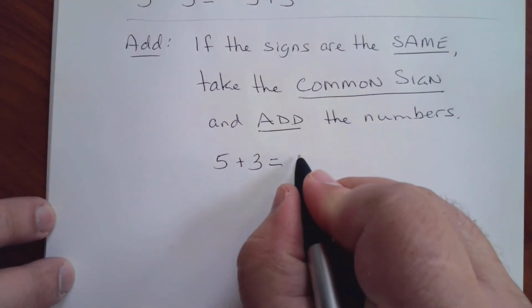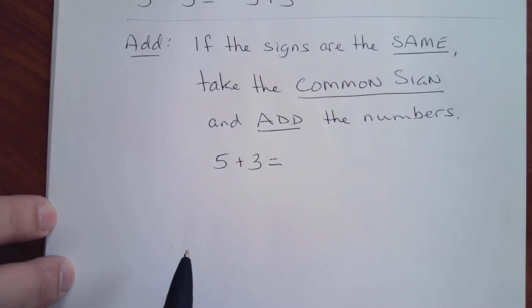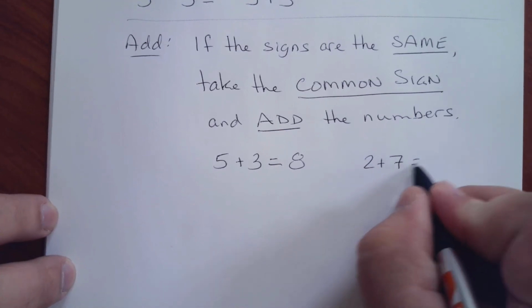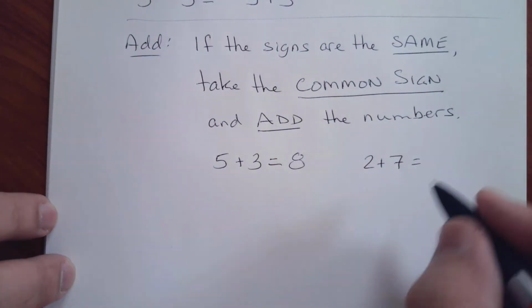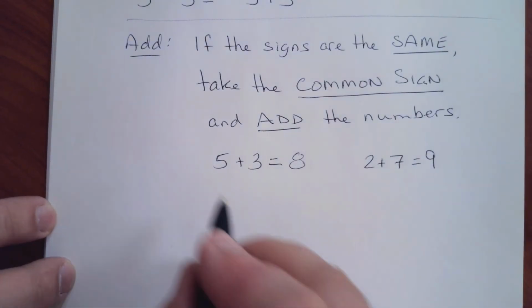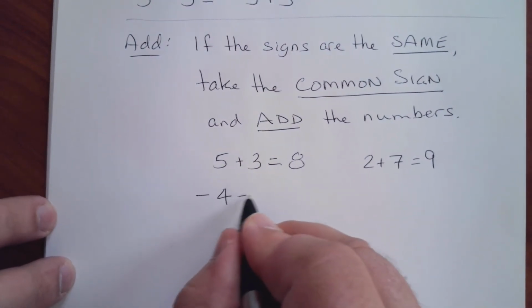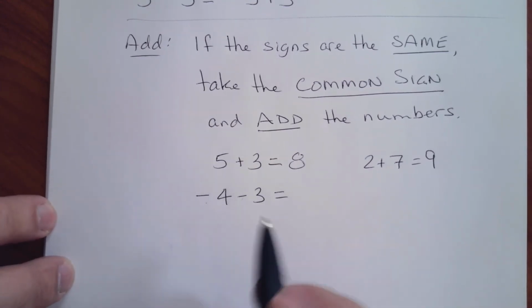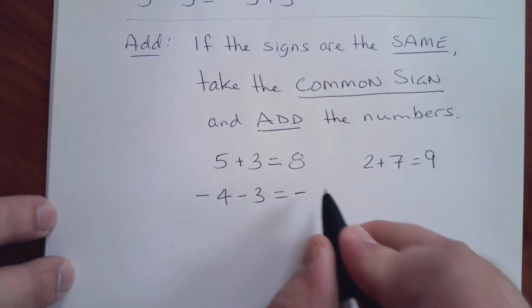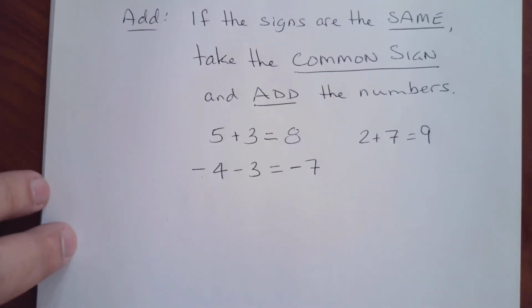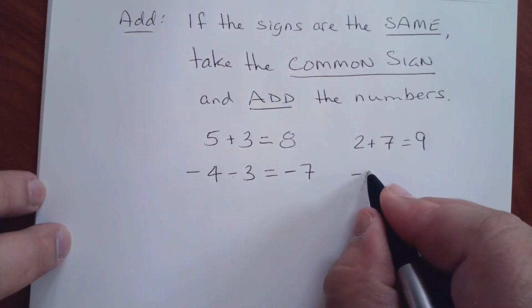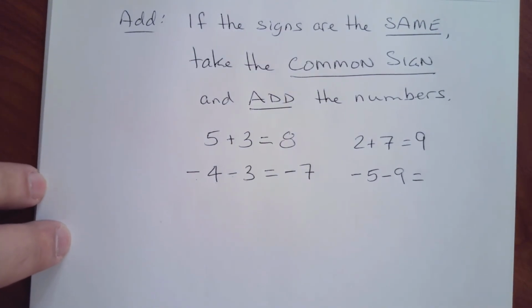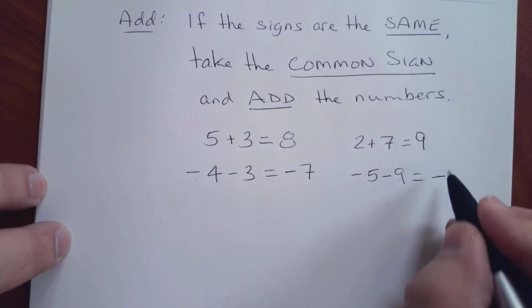Five plus 3. They're both positive, so the answer is what? Positive. 5 plus 3 is 8. 2 plus 7. They're both positive, so the answer is positive. 7 plus 2 is 9. Negative 4 minus 3. They're both negative, so the answer is negative. 4 plus 3 is 7. Negative 5 minus 9. They're both negative. 9 plus 5 is 14.